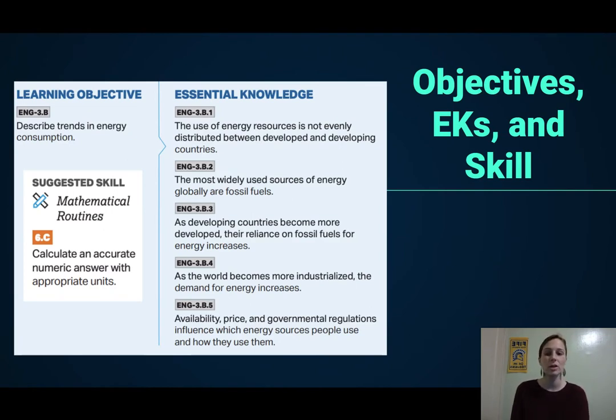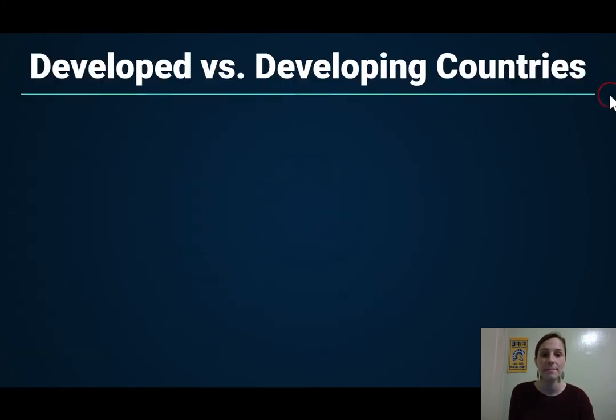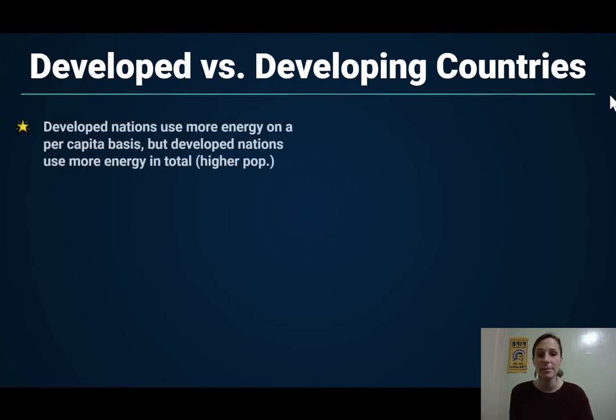Some of the essential knowledge that you'll gain is how energy resources are distributed between developing and developed countries, some of the types of energy resources that we use, like fossil fuels and other ones that we'll talk about, and then kind of how the government can be involved in regulating all of these. So we'll first start with talking about developed versus developing countries and what this energy consumption looks like.